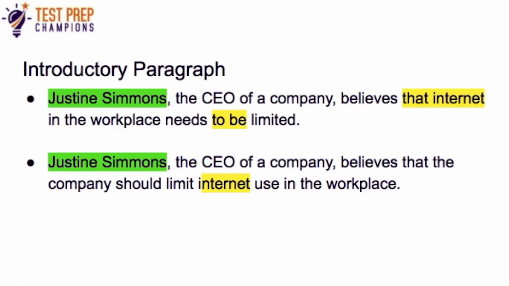Now, here's just an idea of how you could change it around. So in my version, which is the second version, I say Justine Simmons, the CEO of a company, believes that the company should limit internet use in the workplace. So that way it's clear who's limiting the internet in the workplace, right? So we always want to ask the question, who's doing it? So in your example here, you have in the workplace needs to be limited. So my question for you would be by who? Who's limiting it? And in this case, it's the company. So I've just rearranged the sentence a little bit to put it into the active voice.